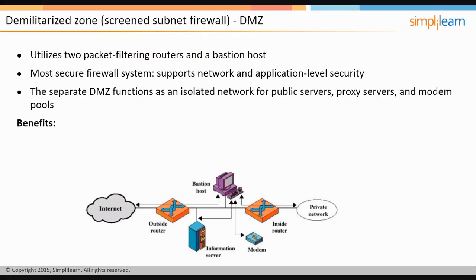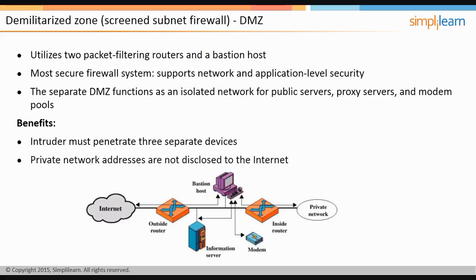Key benefits are that the intruder must penetrate three separate devices. The private network addresses are not disclosed to the Internet. Also, internal systems do not have direct access to the Internet.